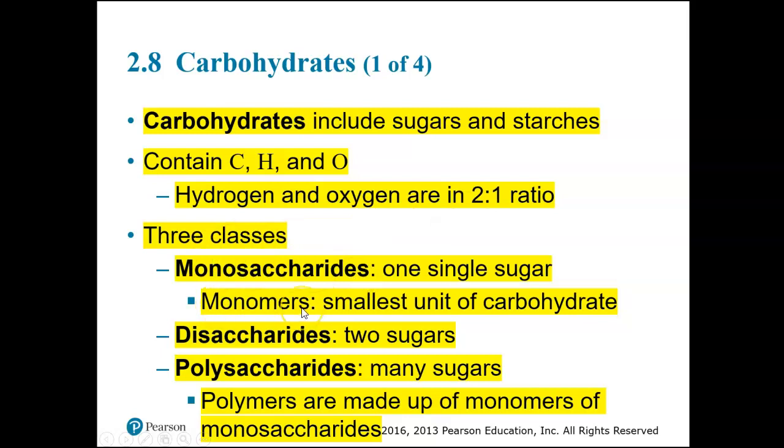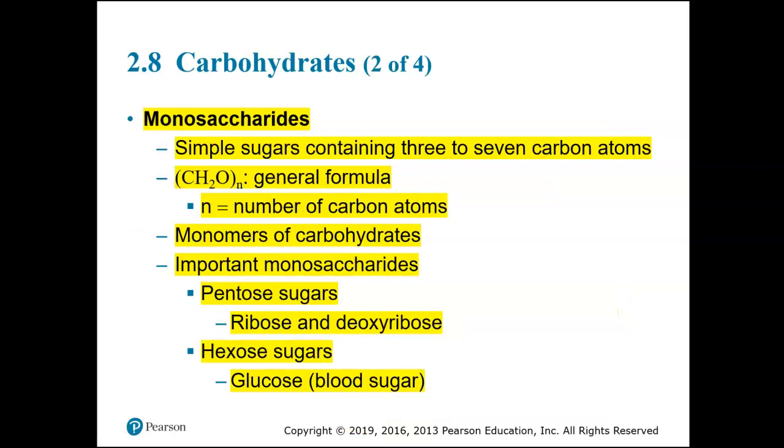Monosaccharides are the monomers of carbohydrates, and they're also called simple sugars or one sugar. Disaccharides are 2 sugars, and polysaccharides are chains of monosaccharides, and they're the polymers of carbohydrates. So an example of a monosaccharide is glucose, which is a hexose sugar. That means its shape is like a hexagon or 6-sided figure. It also has 6 carbons.